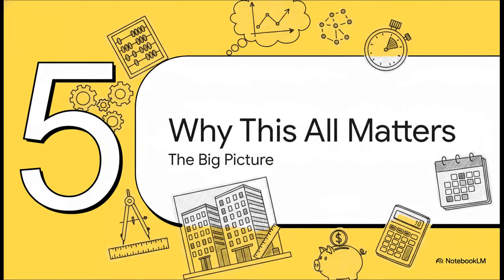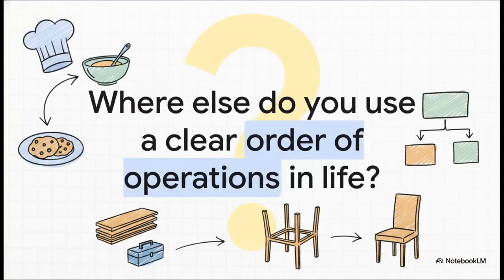So we've covered numbers, operations, and the all-important order of operations. But so what? Why does any of this matter once you're out of a math class? Let's wrap things up with the big picture. Because here's the thing. Math isn't really just about numbers. It's a language. It's a way to train your brain to think logically and solve problems in a systematic way. I mean, whether you're following a recipe, building furniture from a manual, or planning a big project, you are using an order of operations. So think about it. Where in your own life do you use this kind of step-by-step logic, maybe without even realizing it?